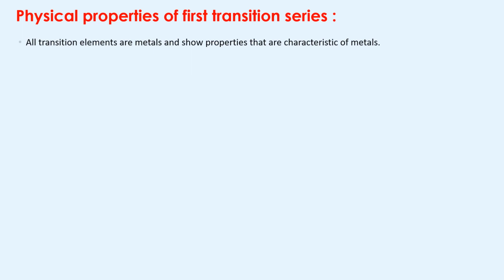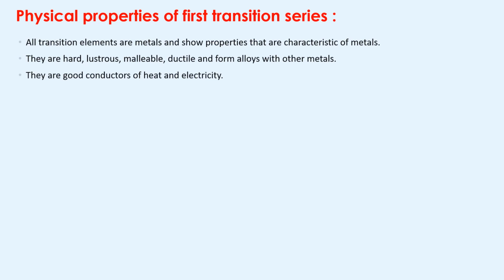Which properties do metals show? Those properties are similarly shown by the transition elements also. So they are hard, lustrous, malleable, ductile, and form alloys with other metals. They are good conductors of heat and electricity.